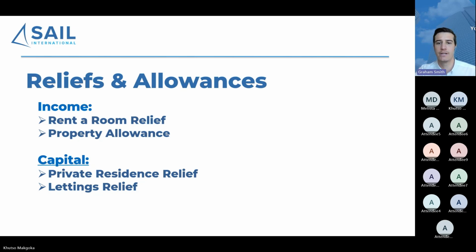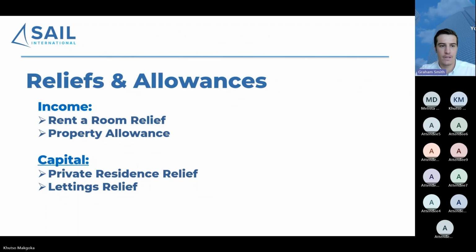Now, if we look at the capital side, the first available allowance or relief to you is private residence relief. This applies on the sale of your main residence. And if you have a spouse, you can only have one main residence between the two of you. But essentially, the exemption you get for having a primary residence will be diminished if you let out part of your property. But this allows you to still claim it, dependent on your period of occupation. So it will be apportioned based off that.